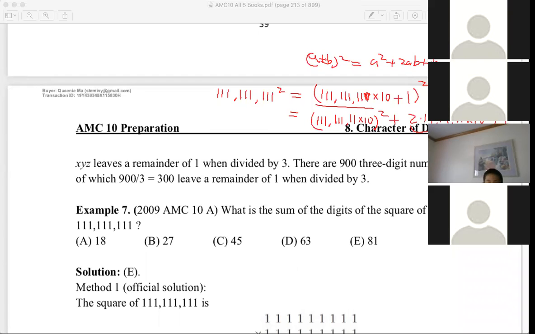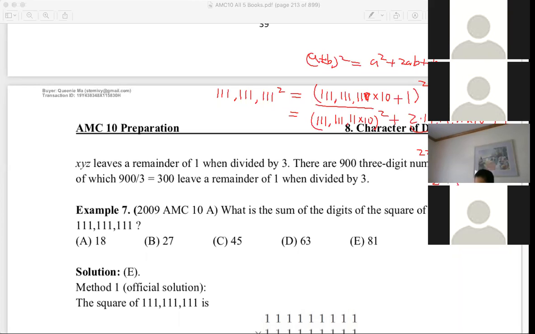Now let's see these last 2 terms. What is the sum of their digits? Say 2 times each one, you get 2, 2, 2, then 2, 2, 2, then 2, 2. Then the last digit will be 1. This one adds 0, then plus 1. So the sum of digits will be 2 times how many 2's?